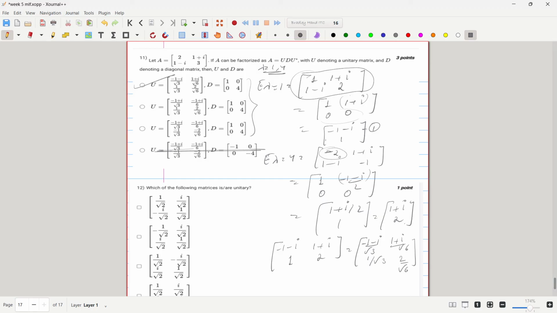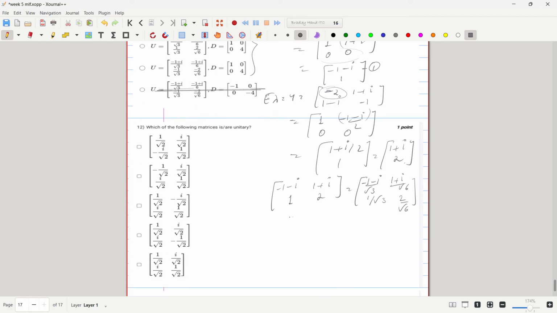Make this first element 1. So for making this first element 1, divide the first row with minus 2. This will be your 1, and minus 1 minus iota by 2, 0 and 0. Again, multiply the second element's imaginary part with minus 1. This will be 1 plus iota by 2 and 1. Again, multiply with 2. This will be 1 plus iota and 2. And then normalize it. So this will be your correct answer. I hope this is clear to everyone.